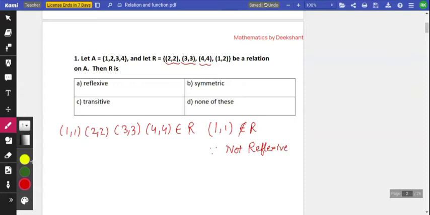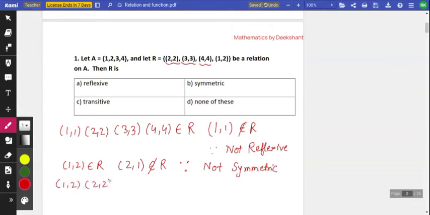For the given relation to be symmetric, if (1,2) belongs to R, then (2,1) also belongs to R, but (2,1) does not belong to R. Therefore, the given relation is not symmetric. For the given relation to be transitive, if (1,2) and (2,2) belong to R, then (1,2) also belongs to R. Therefore, the given relation is transitive. So the correct answer is option C.